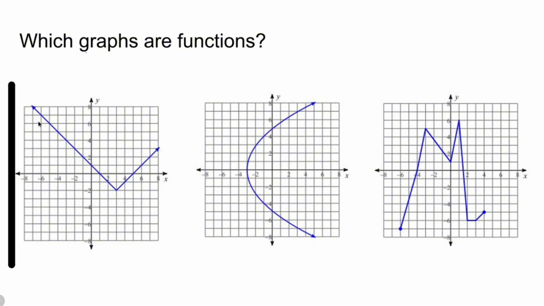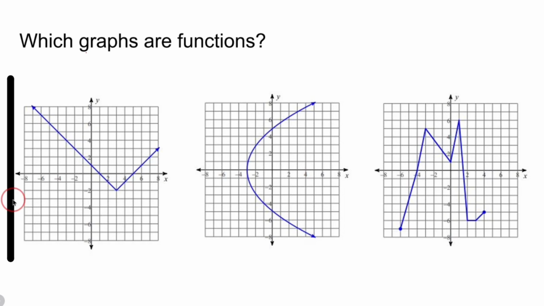Which graphs are functions? Now, a relation is a function if the x values map to exactly one y value. What the heck does that mean? Well, when you're given a graph, it has to pass what's called the vertical line test. The vertical line test says if you pass a vertical line through the graph, will the vertical line hit the graph only once no matter what? If it does, it's a function.